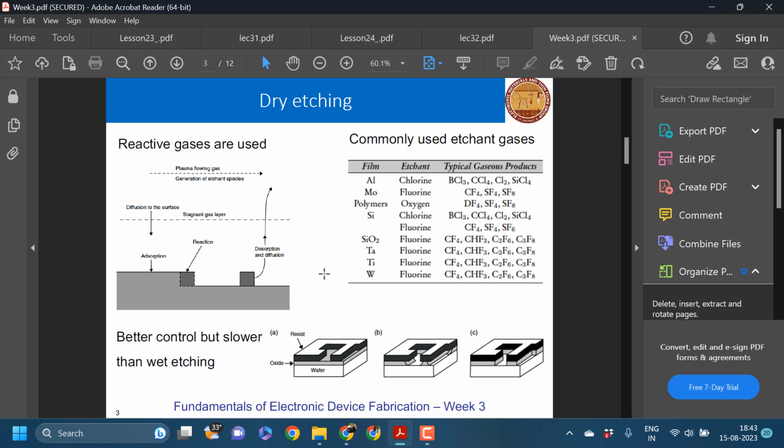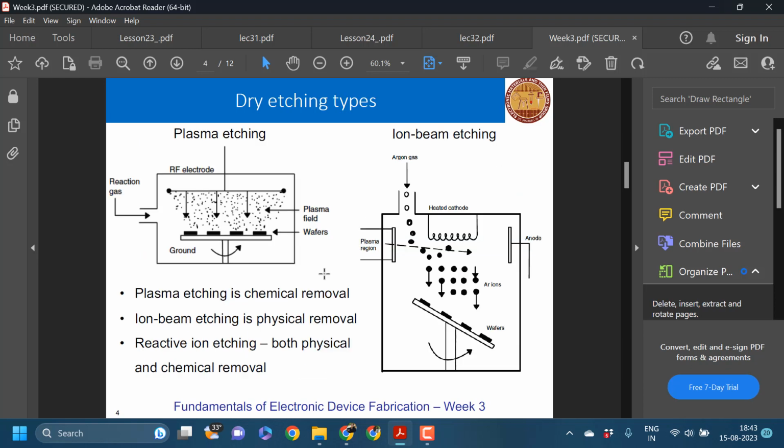And then we have reactive ion etching. Reactive ion etching basically combines the plasma etching and the ion beam etching processes for both selectivity as well as directionality. So those are the three types of dry etching. The thing is that dry etching rates are much slower in comparison to wet etching, but we have better dimensional control. That is why when we are going for very nanoscale features, we prefer dry etching over wet etching. So these are the two types of etching.